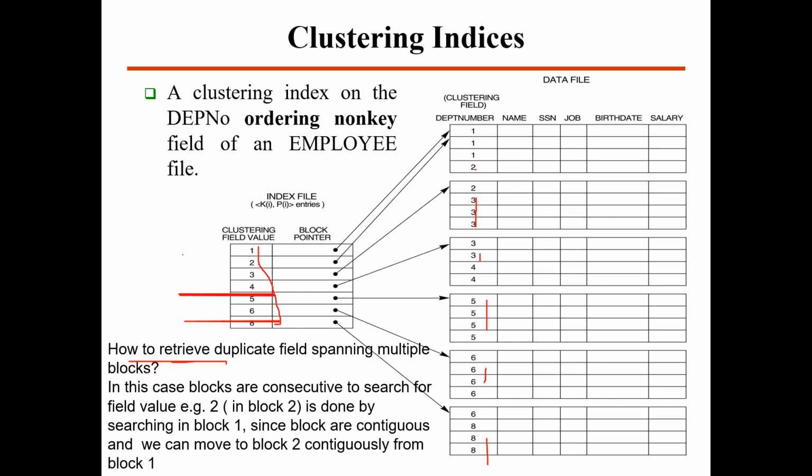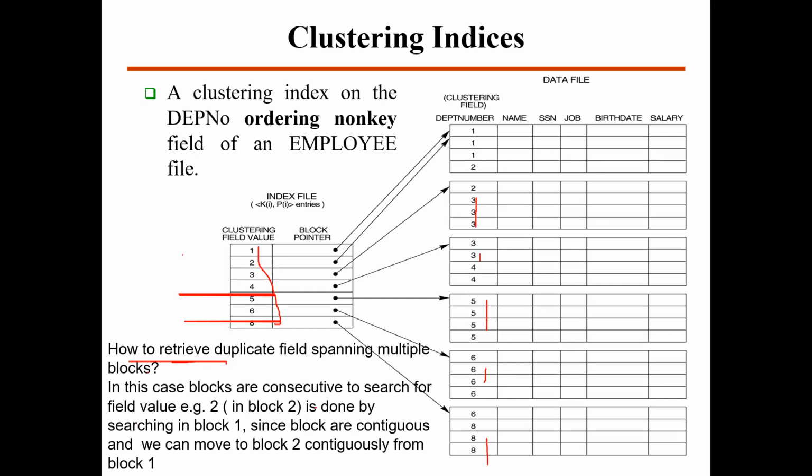Now, for example, if I want to retrieve 2 and the 2 is repeating and it is spanning over two blocks, how will I retrieve it? In this case, the blocks are consecutive to search. For example, you see the group of one is followed by the group of two, then the group of three. So they are in a continuous way.